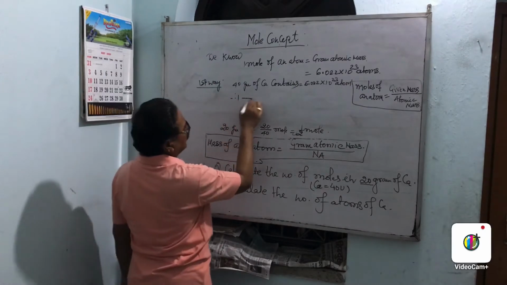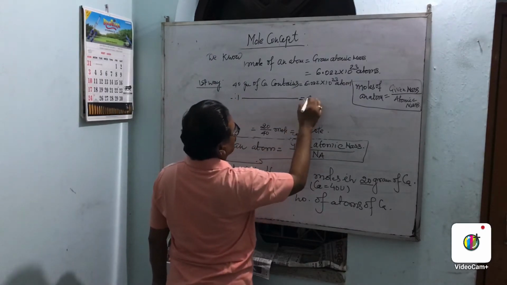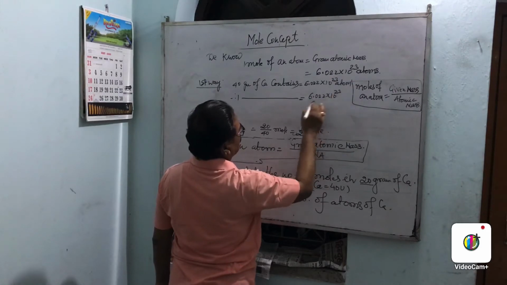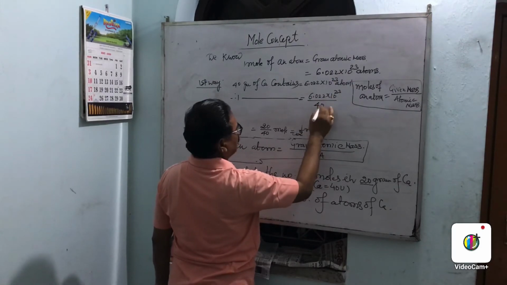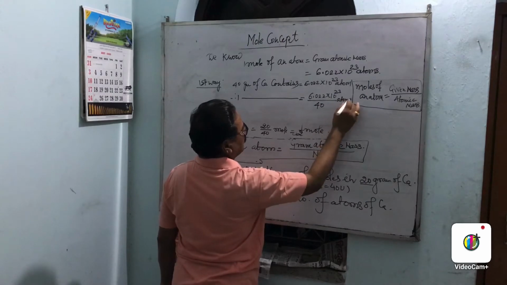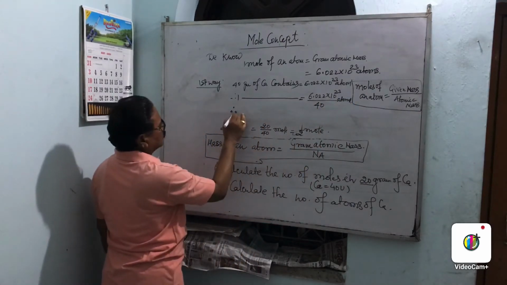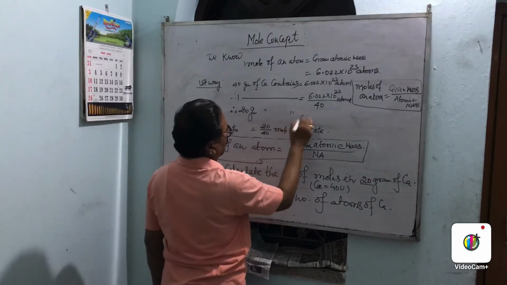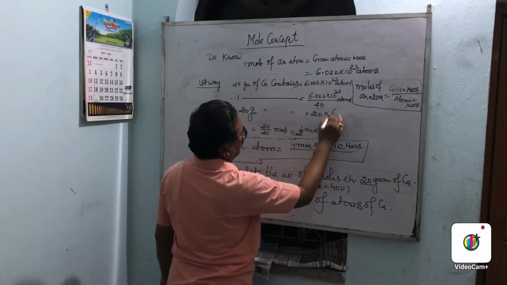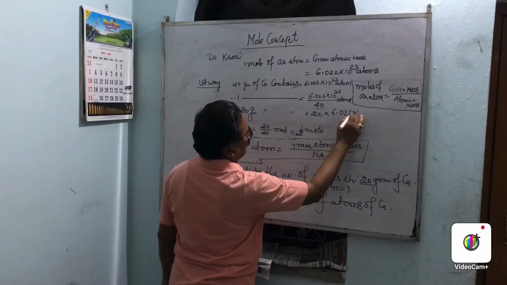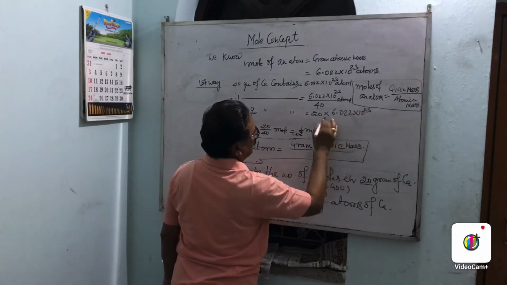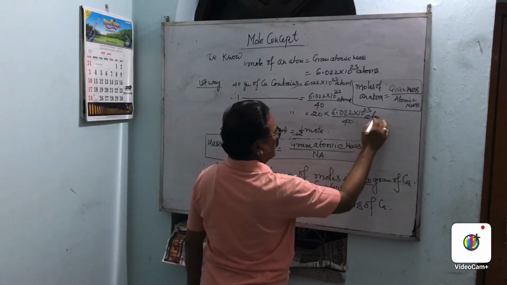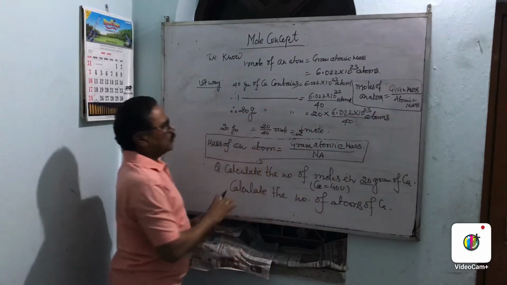Therefore 1 gram will contain 6.022 into 10 to the power 23 by 40 atoms. And for 20 gram, 20 gram will contain 20 multiplied by 6.022 into 10 to the power 23 atoms by 40. This many atoms will be contained. This is the one way.